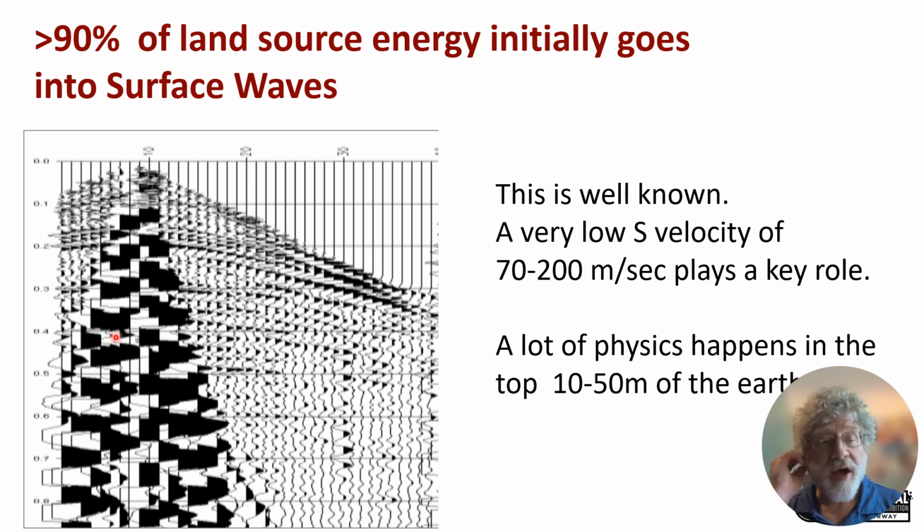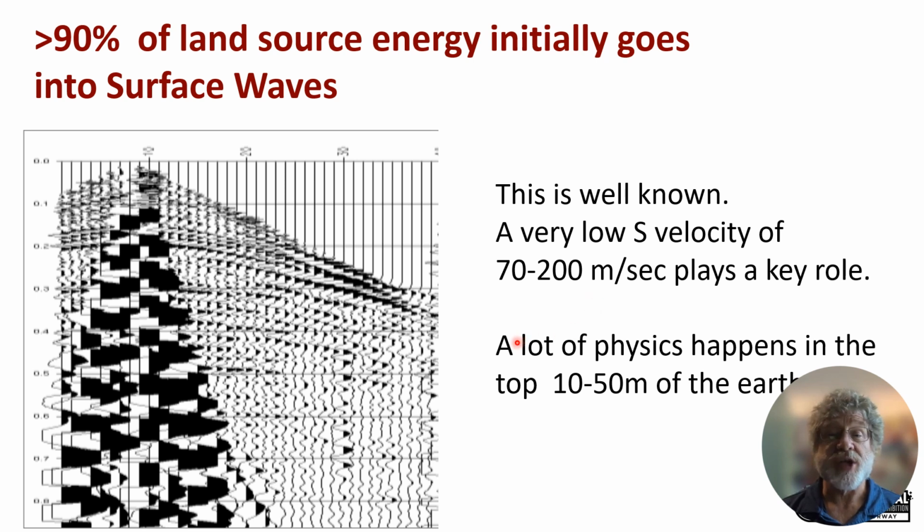So let me describe the physical process behind these, how these are caused. Now we know that greater than 90% of land source energy goes into the surface waves, and often it's 95%. This is pretty well documented, and a key part of this is that the very low S velocity of the very near surface, down to 70 or 200 meters per second, plays a key role. And the very low velocities also cause very short wavelengths, on the order of a few meters.